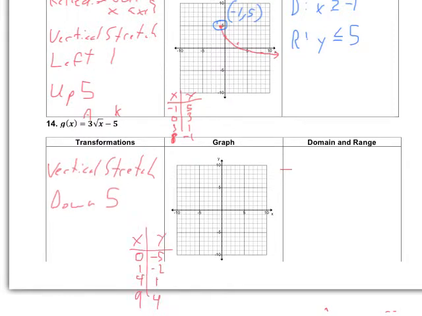Okay, so I've got my points. Let's see, 0, -5, 1, -2, 4, 1, and 9, 4. Okay, so again we can see this graph is stretched out. Goes up forever. Remember, the starting point's important. That's the point 0, -5, so those numbers are going to appear in your domain and range. So the domain is all of the x numbers greater than or equal to 0, and the range numbers are all y numbers greater than or equal to -5.